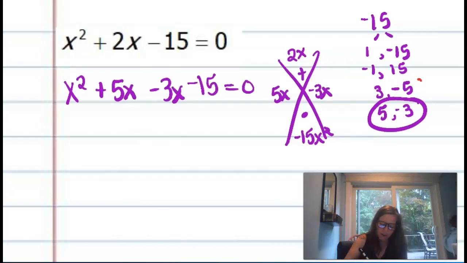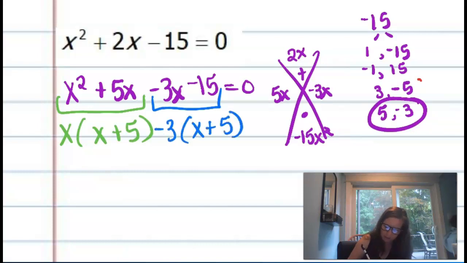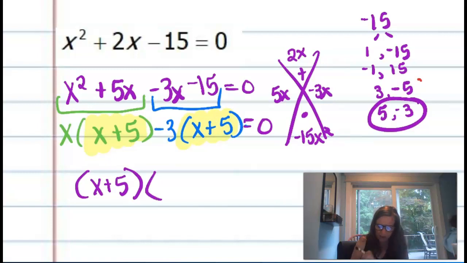And then I'm going to go ahead and pull my factors out, maybe with a different color. There we go. So the GCF of those two terms is x, and I'm left with x plus 5. The GCF of these two terms is negative 3, and I'm left with x plus 5, and you want them to match. And then we go ahead and pull the greatest common factor out of each one of these, and we get x plus 5. And the green term has an x left, and the blue term has a minus 3.